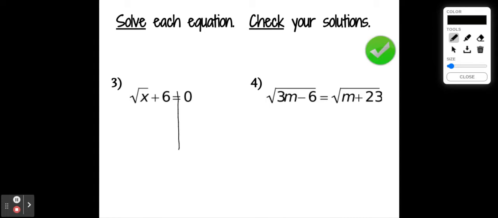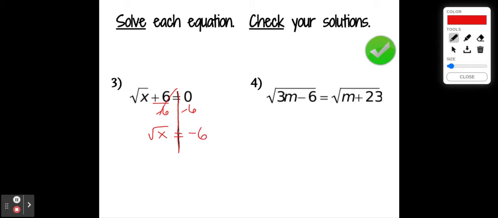Okay, so let's start by undoing this plus 6. We're going to minus 6 to both sides. And I have radical x equals 0 minus 6 is negative 6.